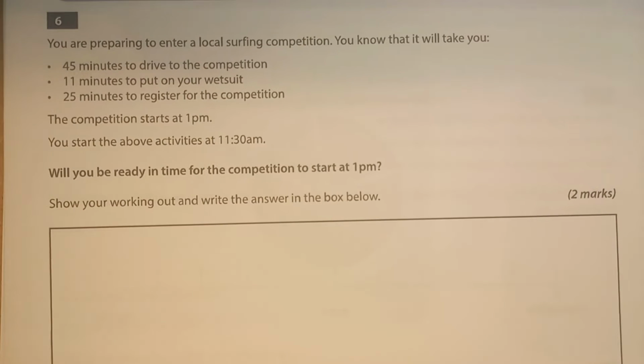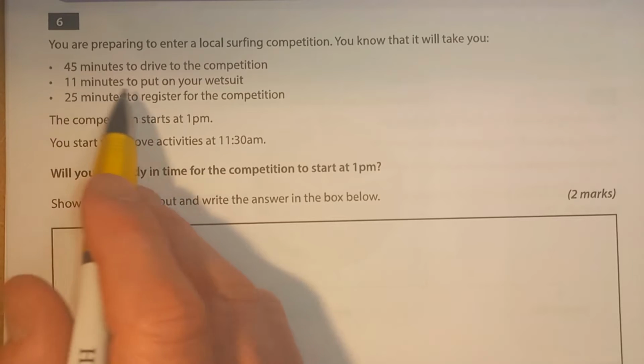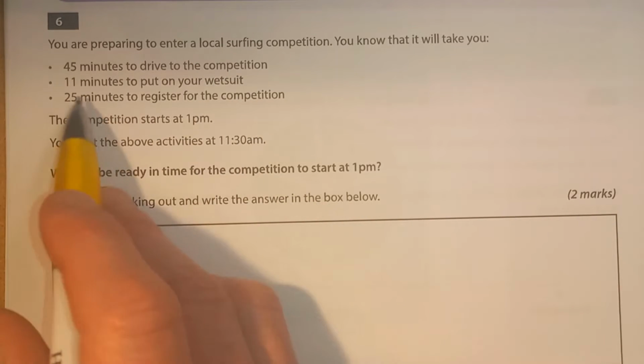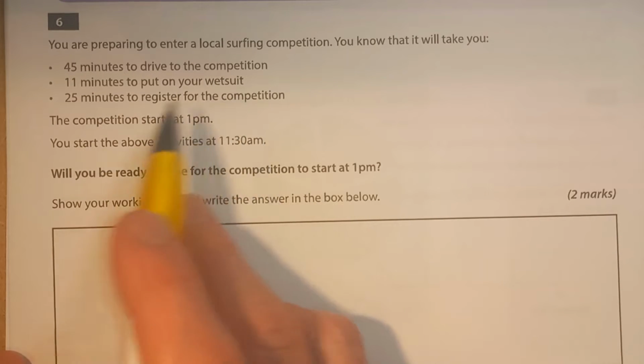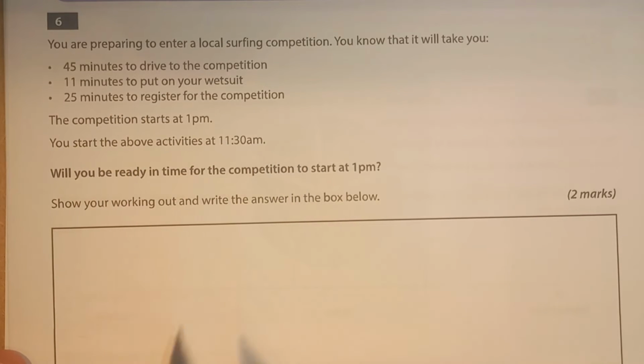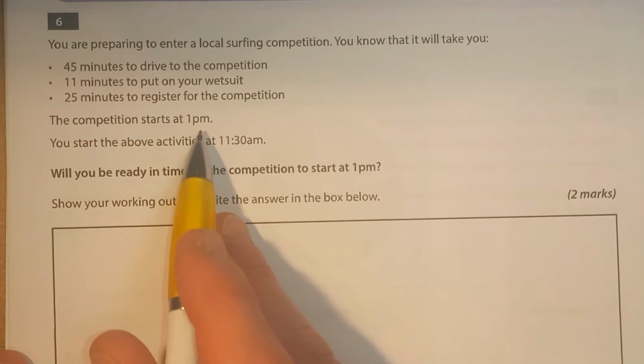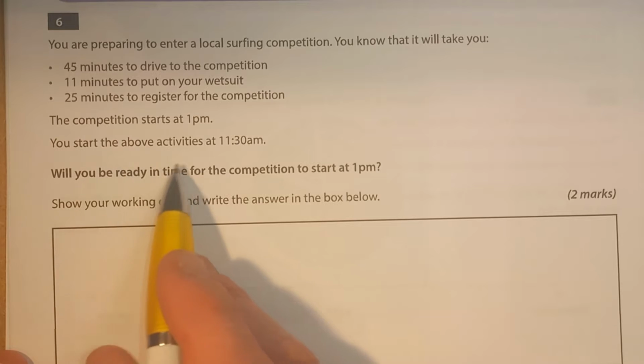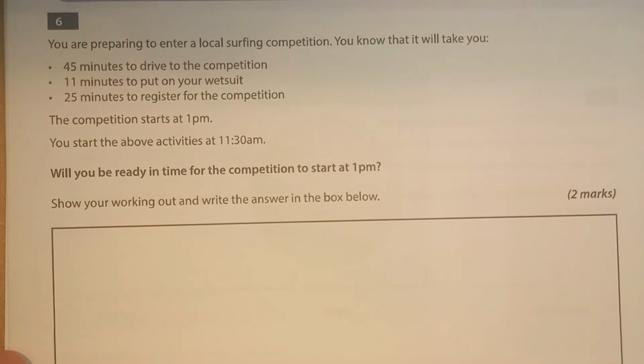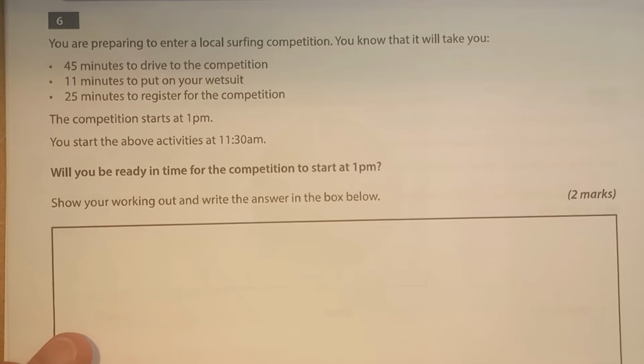So we've got question 6. You're preparing to enter a local surfing competition. You know that it will take you 45 minutes to drive to the competition, 11 minutes to put on your wetsuit, and 25 minutes to register for the competition. The competition starts at 1 p.m. You start the above activities at 11:30 a.m. Will you be ready in time for the competition to start at 1 p.m? Show your working out and write the answer in the box below.